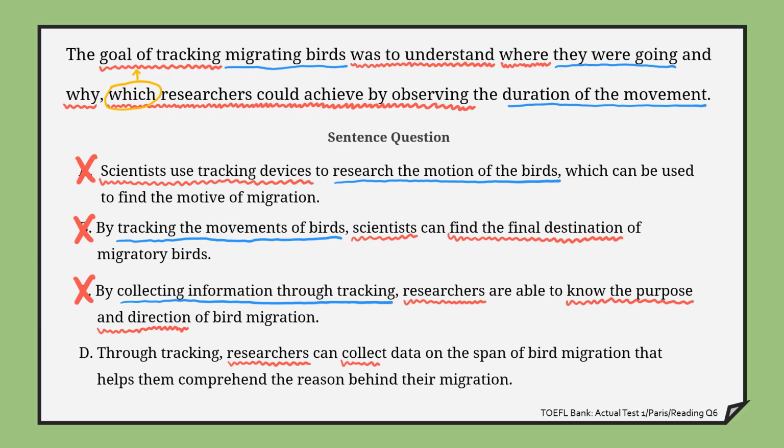D. Researchers collect data. What kind of data? On the span of bird migration. What is this data for? Comprehending the reason behind their migration. The span of bird migration means duration of the movement. The reason behind their migration means why they are going. They express the same ideas as the original sentence, so D is correct.